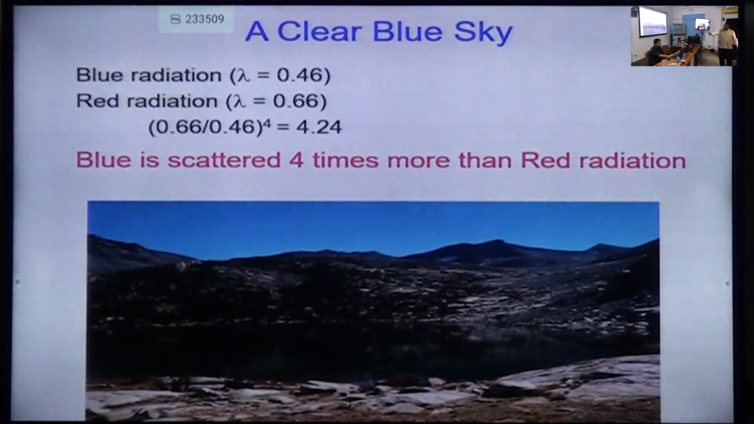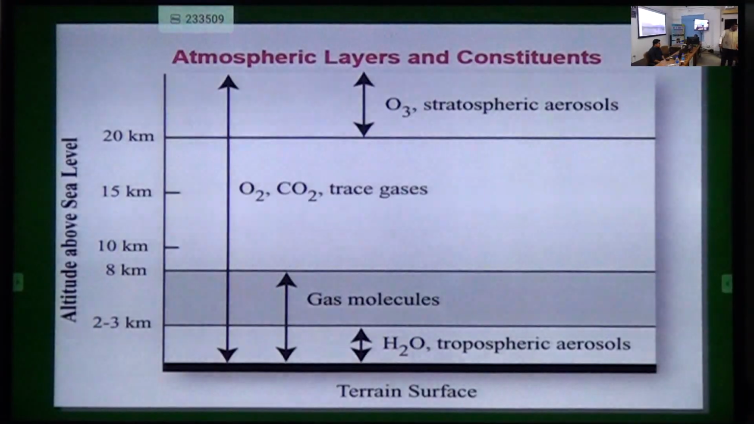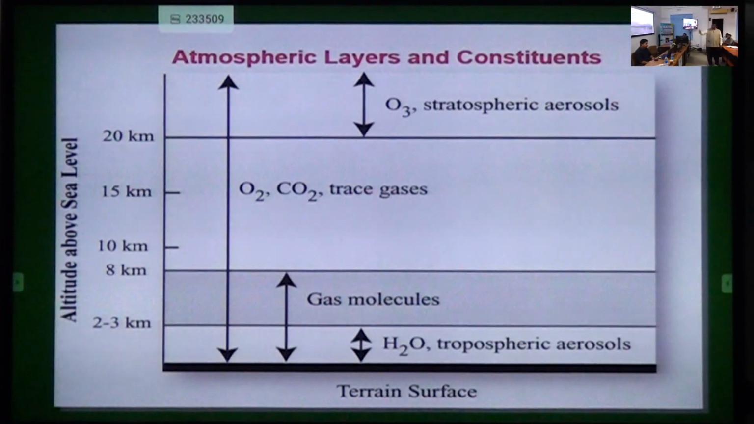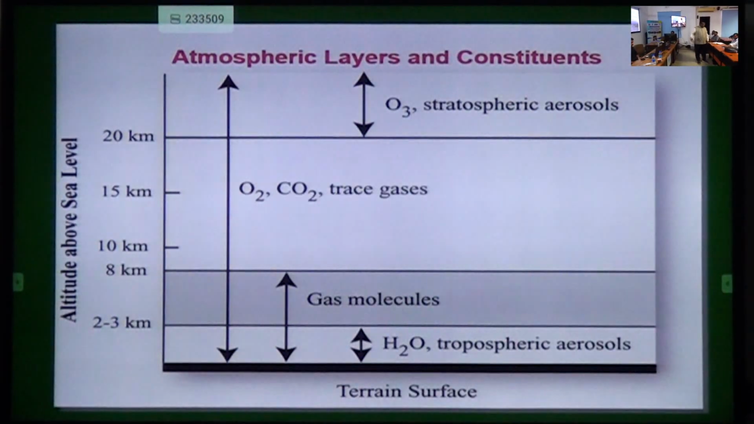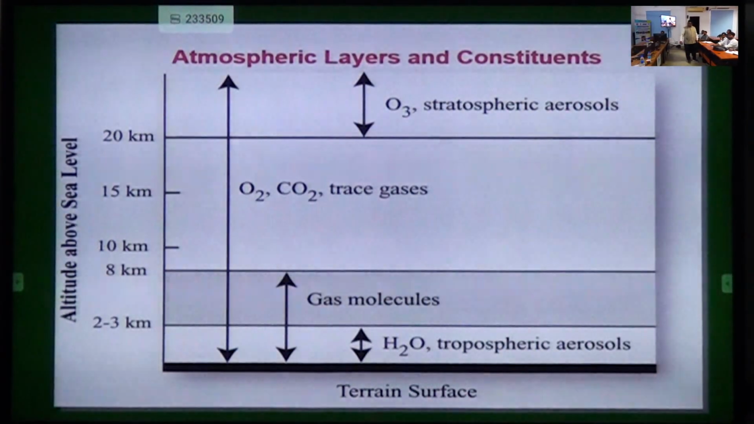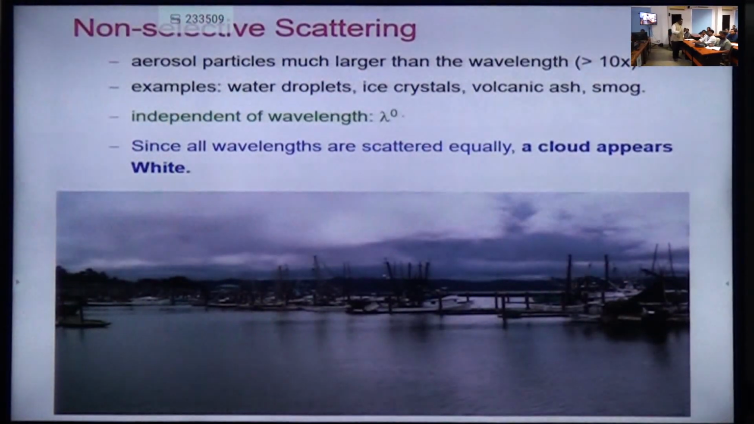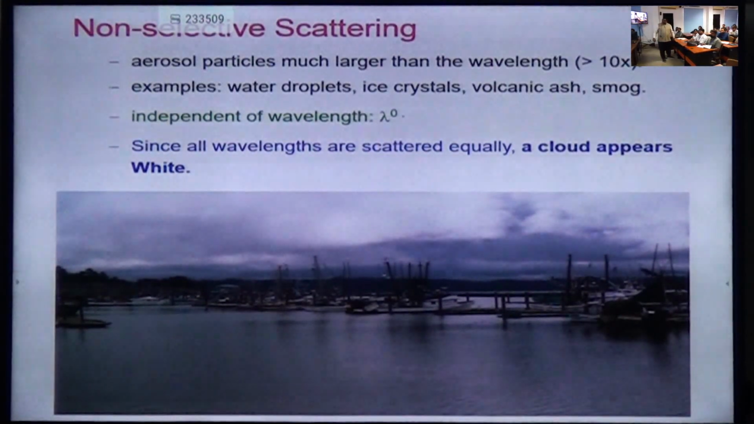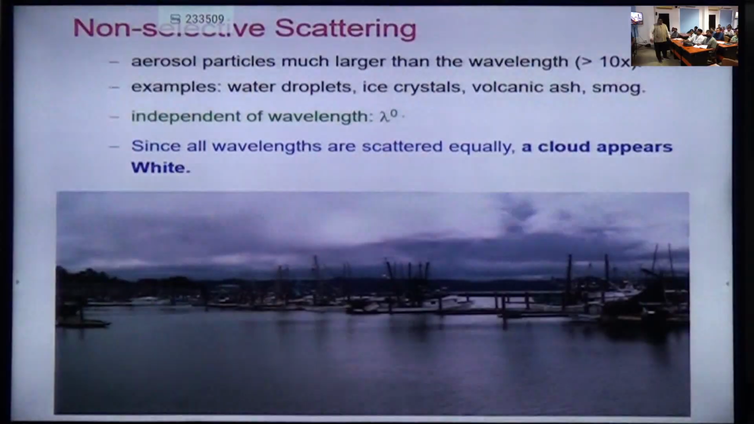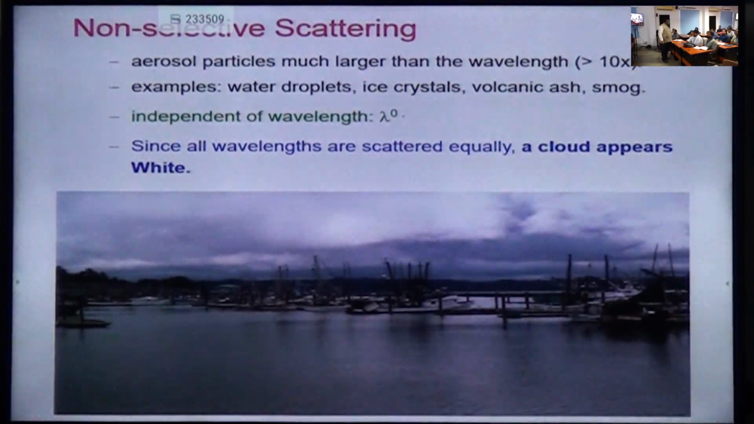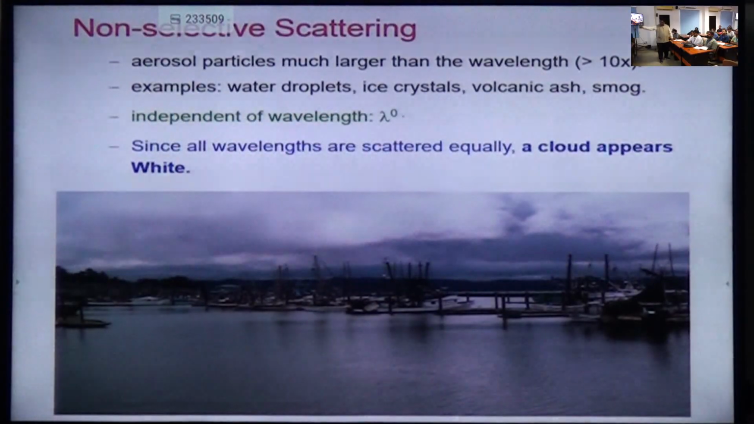Yes, next. The third one, non-selective scattering. Aerosol particles. Where can you get this aerosol? Go to the previous slides. Whether aerosols are at the top or at the bottom. Water and aerosols. Next, previous slide. Yes, that graph. Water and aerosols are at the bottom, that is 2 to 3 kilometers. Water and the aerosols. Yes, next.